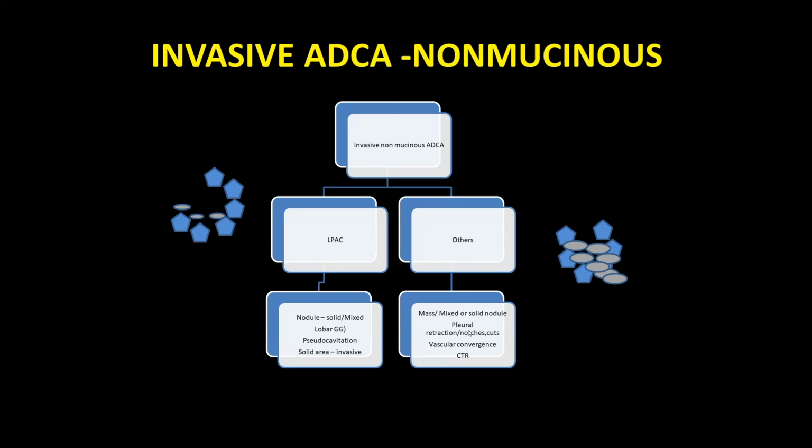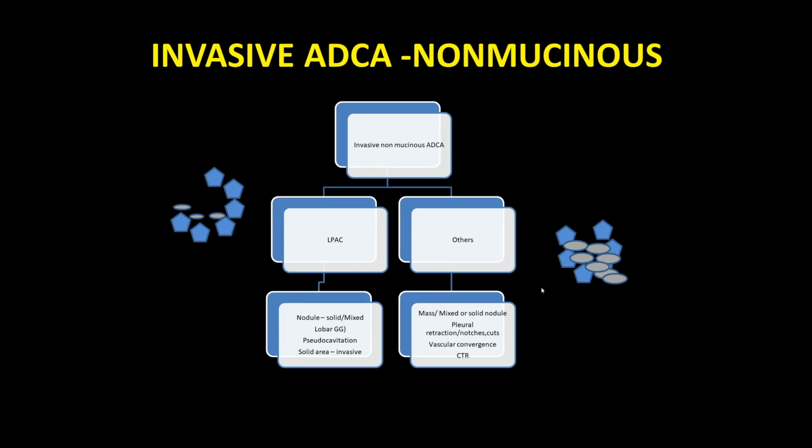Then you have the vascular convergence sign, where the vessels are pulled towards the nodule, and then you have what is known as the consolidation to tumor ratio. You measure the solid area against the consolidation. The more the solid component, the worse the prognosis, because that is the more invasive one. The lipidic spread is a very indolent, slow growing process, whereas the solid tumor area is the one which will determine the prognosis. That is why we measure the solid area even on staging. So this consolidation to tumor ratio is also very important.